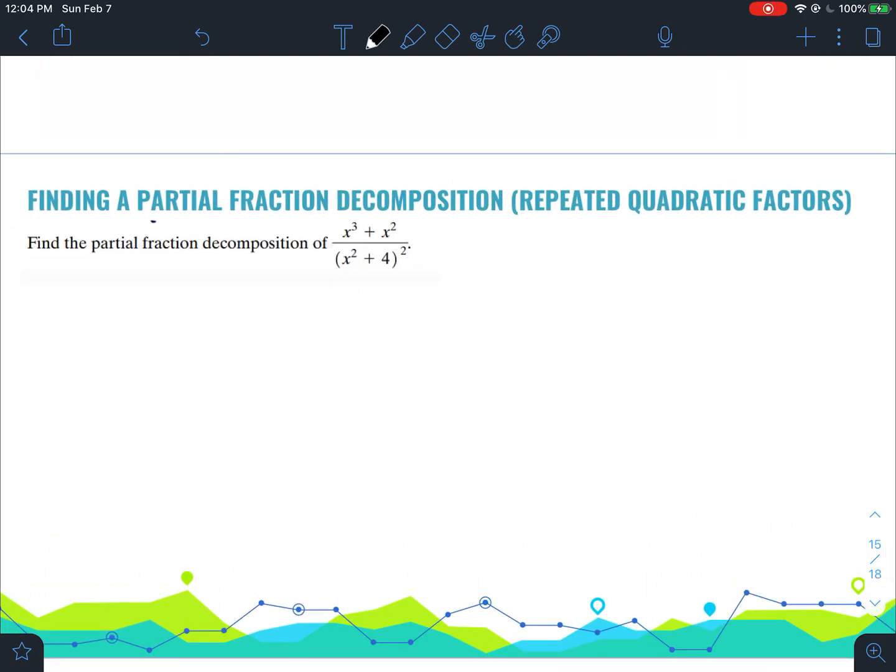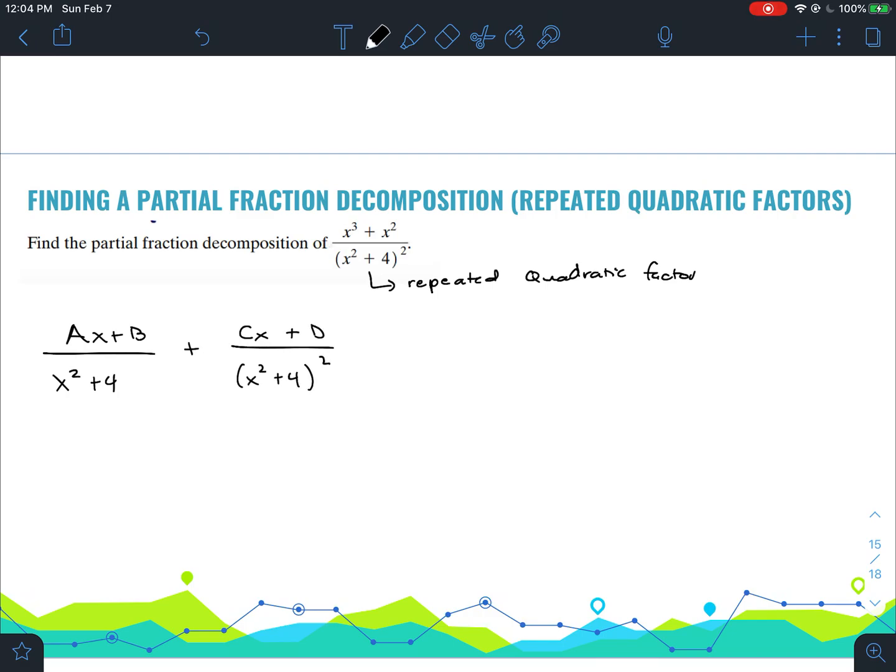All right, what if there are repeated quadratic factors? We would handle these the same way that we handled our repeated linear factors. Notice the x squared plus 4 is a repeated quadratic factor. So when I break this up, since they're quadratic factors, I have Ax plus B over x squared plus 4, and then plus Cx plus D over x squared plus 4 squared. That's going to equal x cubed plus x squared over x squared plus 4 squared.